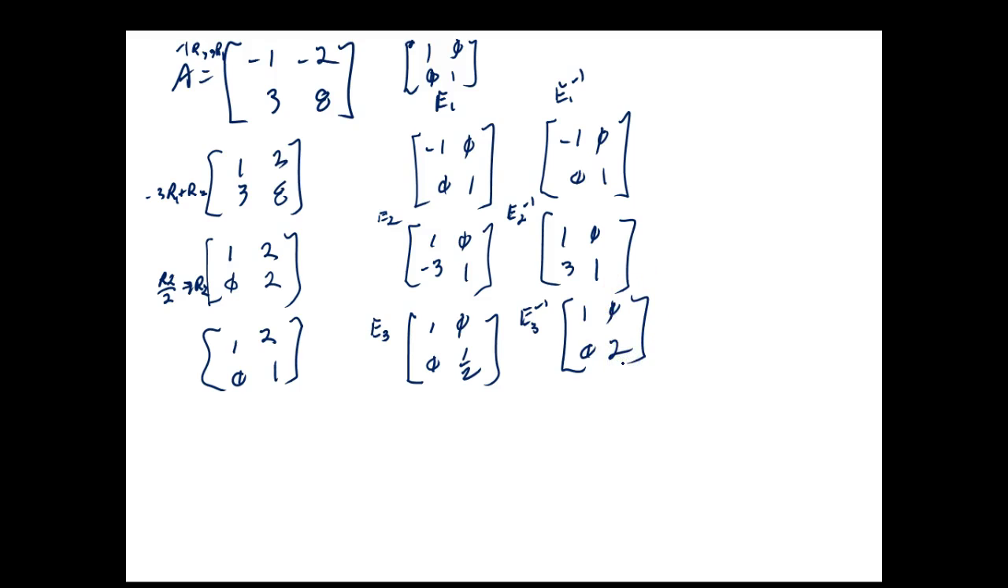Okay. And then one more step. -2 row 3 plus row 2, we only got 2 rows. I'm adding in rows. Yes, of course. That's always legal. And that gives you the identity matrix. So we've got that reduced. E4 here was 1, -2, 0, 1. Very good. And E4 inverse.